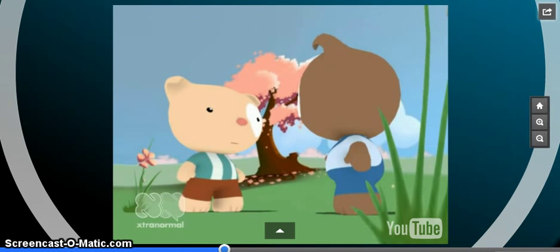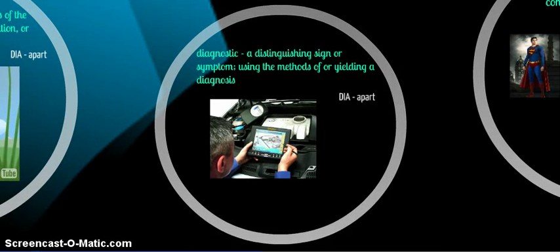Our next word is diagnostic. A diagnostic is a distinguishing sign or symptom, using the methods of or yielding a diagnosis. So it's related. It has the same two roots, dia meaning apart, and cogni meaning to know. Diagnosis was a noun though, and this word, diagnostic, see how it ends in IC? It's an adjective. Almost all words that end in IC can function as adjectives. Not every one, but a lot of them, okay?